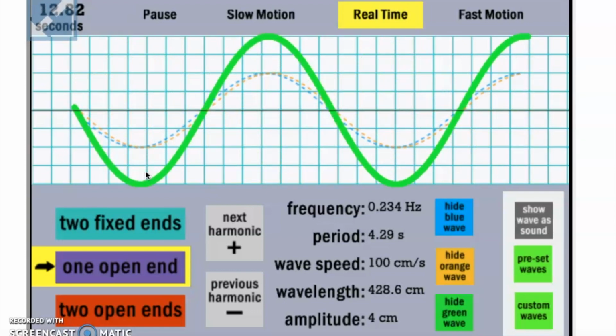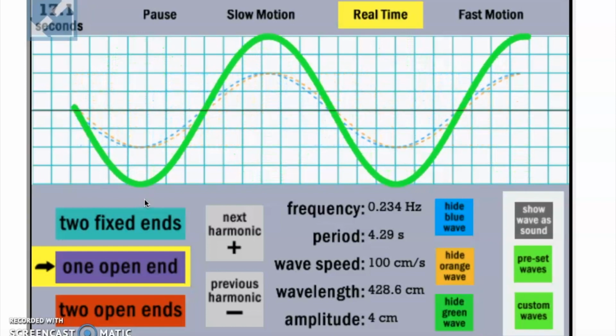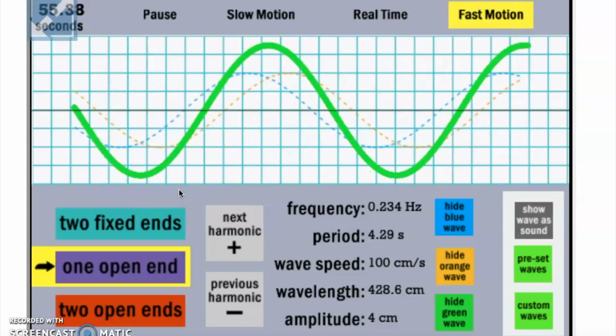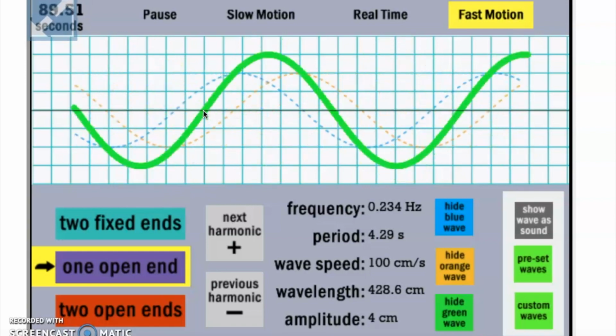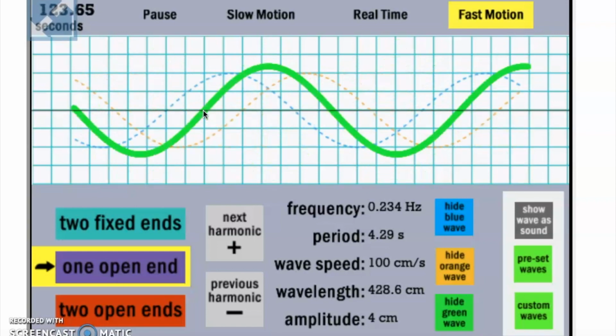Again, you see this consistent constructive interference in the resultant wave. If I put this into fast motion, it almost looks like there's a bulge here. And if you zoom in on this spot, it actually doesn't move at all. The interference is always destructive at that spot.